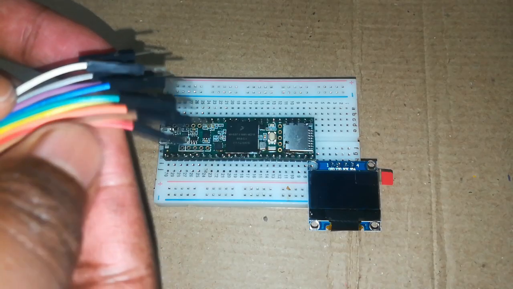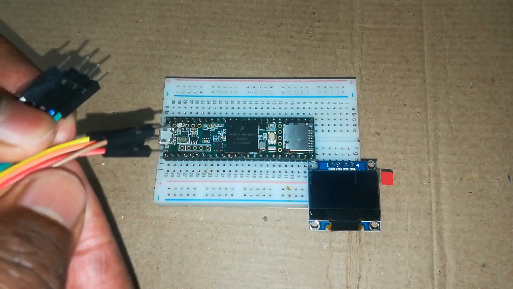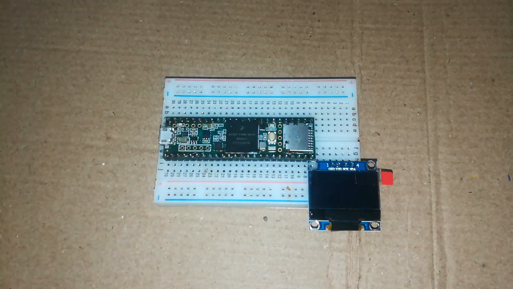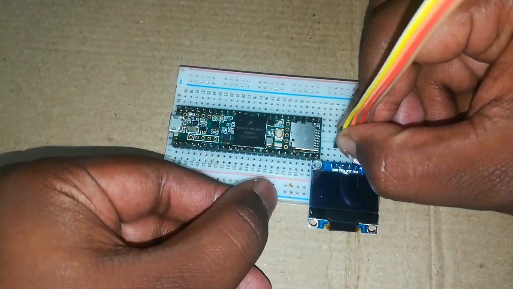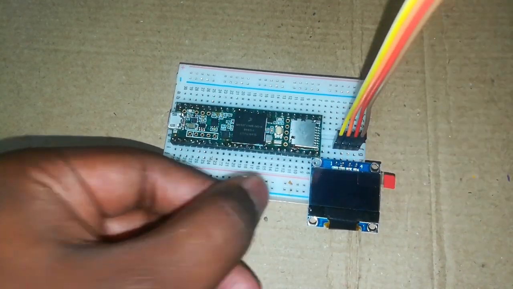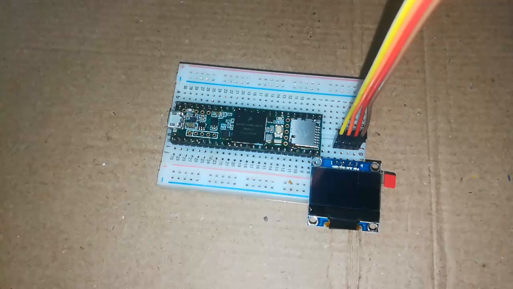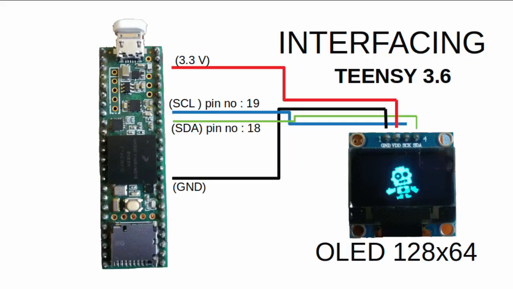Let's begin with the connection of the OLED with Teensy. Since the OLED works on I2C communication, it requires only 4 pins. First is data, second clock, third power and fourth is the ground pin. You can see the connection diagram on your screen right now. Just pause this video and get ready with the connection.